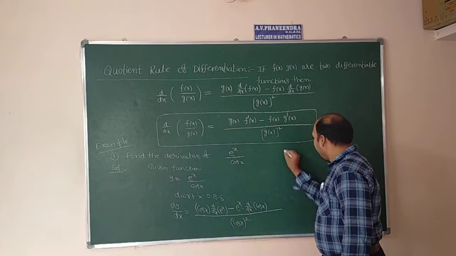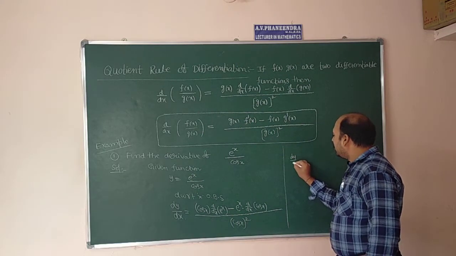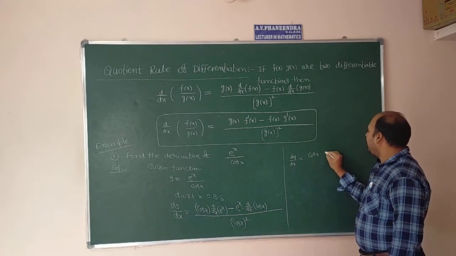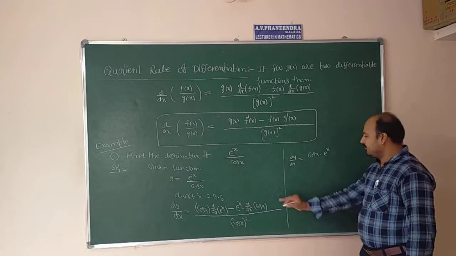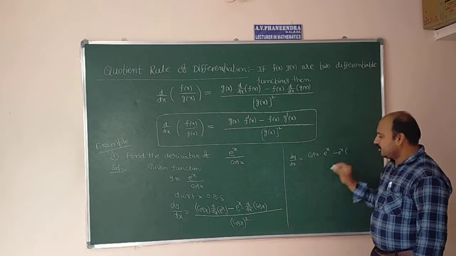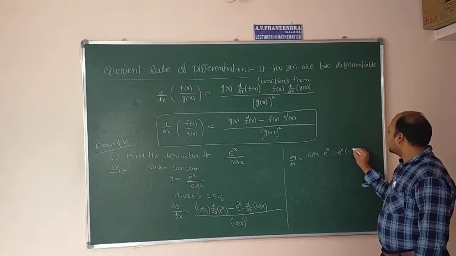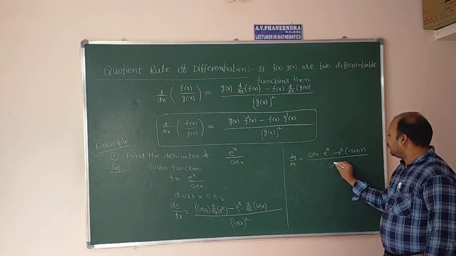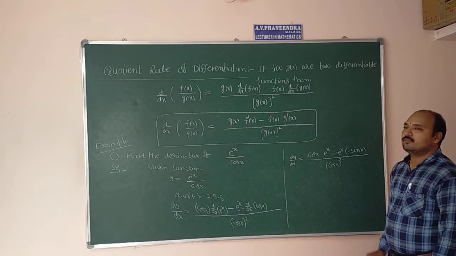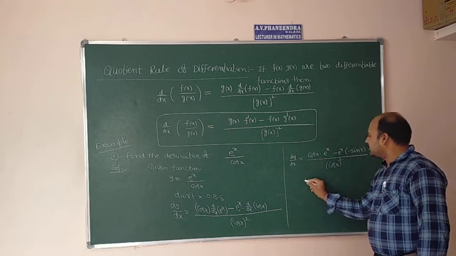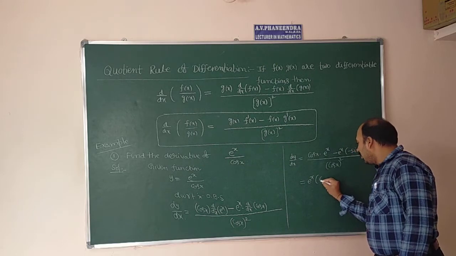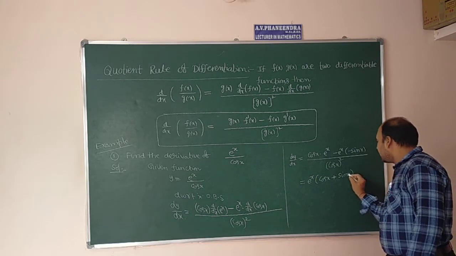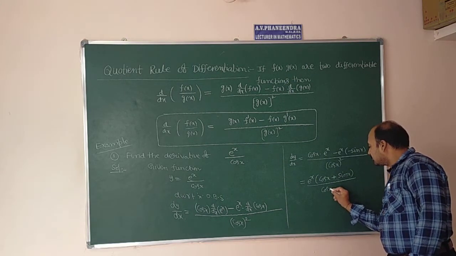Now we have to apply only the formula. So dy by dx equal to cos x into d by dx of e power x, which is e power x, minus e power x into d by dx of cos x, which is minus sin x, whole divided by cos x whole square. Here minus into minus is plus, and e power x take common. e power x into cos x plus sin x divided by cos x whole square, or cos square x.